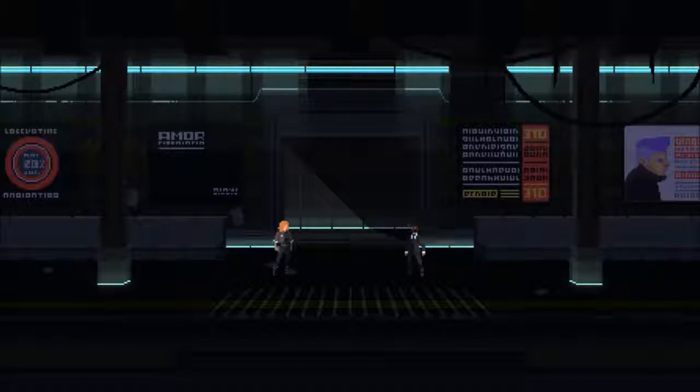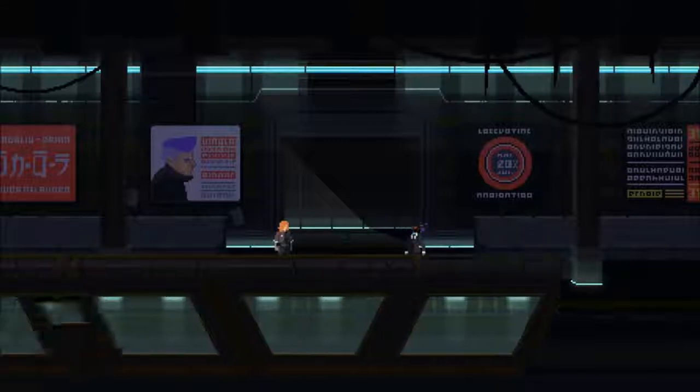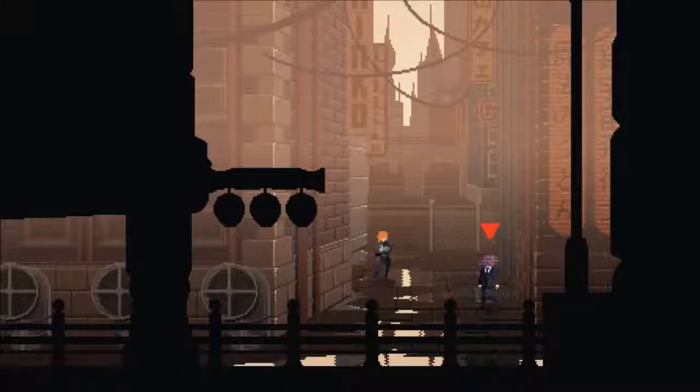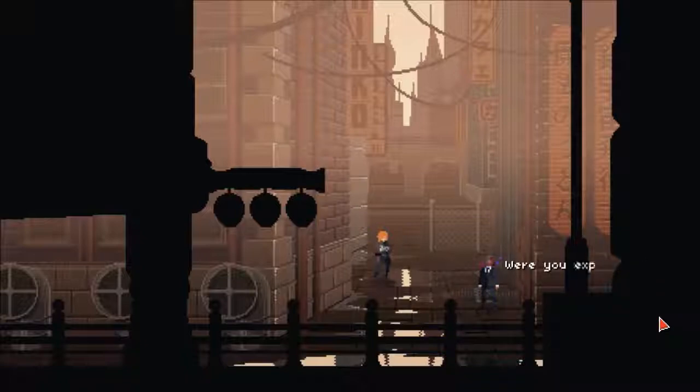The next train is now approaching. Please stand back from the platform edge. You've been here before, I can sense it. You put your hands on the walls of this labyrinth and felt the cold stone. You're expecting something different this time. Sorry to break it to you, but the player doesn't get a say in the rules. No matter what the apparent outcome, the creator always wins.